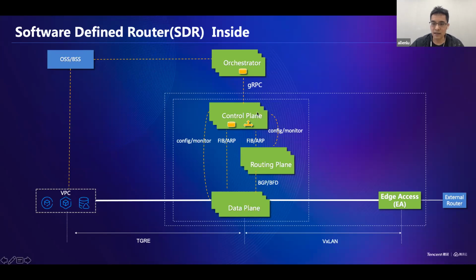Control plane acts as the local controller. It is responsible for programming configuration from orchestrator to corresponding nodes of the local SDR. Apart from that, control plane has provided distributed message queues in order to efficiently synchronize dynamic forwarding rules among data plane cluster and the routing plane cluster inside one SDR.